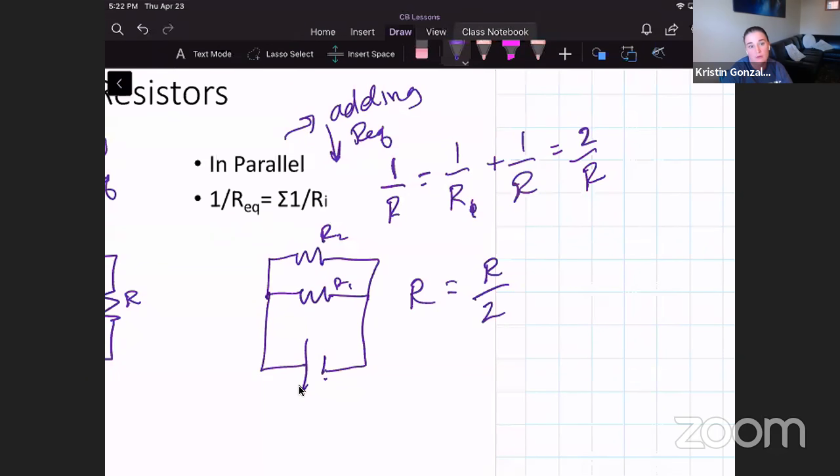So those are things that you want to remember. If you're adding resistors in series, you're always going to increase the total resistance. And if you're adding resistors in parallel, you're always decreasing the total resistance.